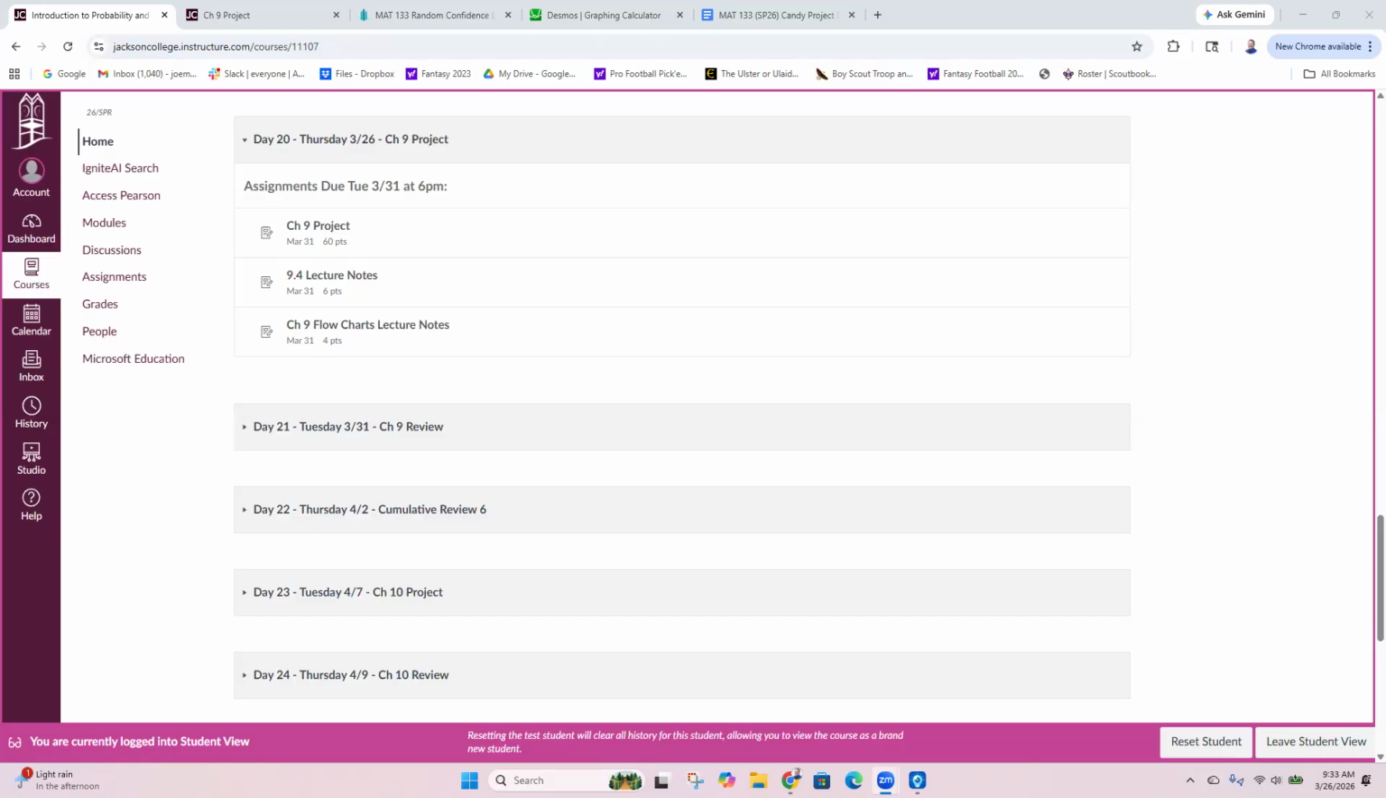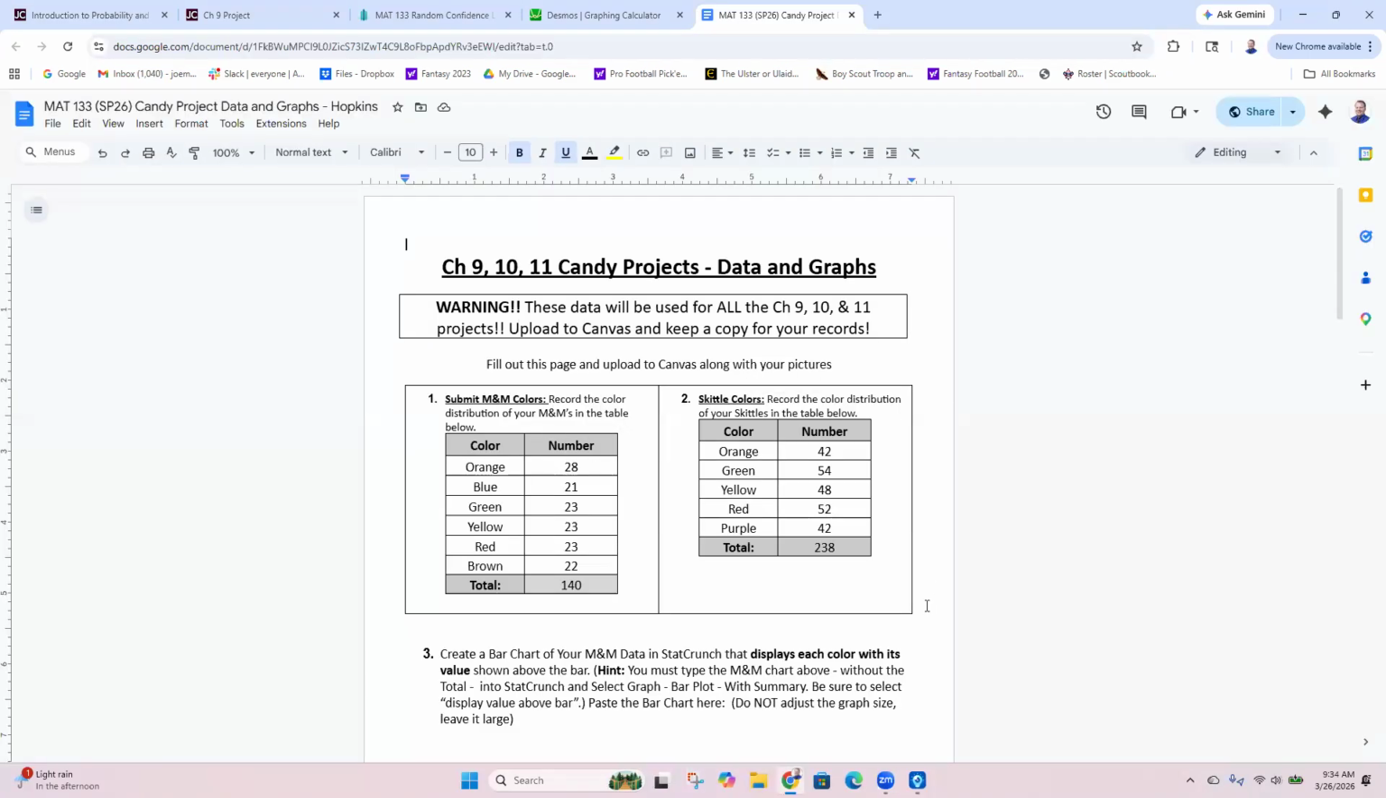On page 569, you're also going to want to make sure that you've got the data that we collected on Tuesday for your M&Ms and your Skittles. It's okay if they're already eaten. We've started eating ours. I just need the numbers, whatever it was before they got eaten. Make sure you pull that up, because we're going to need that to fill out the project.